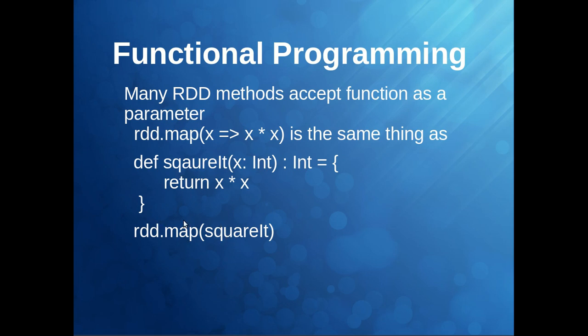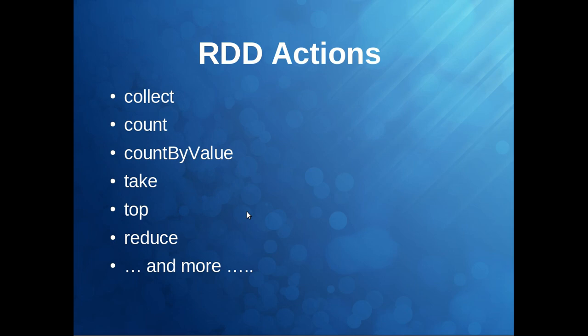So what it is going to do, this rdd.map is going to call this squareIt method on each item of your RDD, and it will give you a new RDD. This is the raw RDD, and this will give us a new RDD containing the squares of the numbers. Okay, so that's the functional programming concept also. So we saw the transformations, and the next thing is actions.